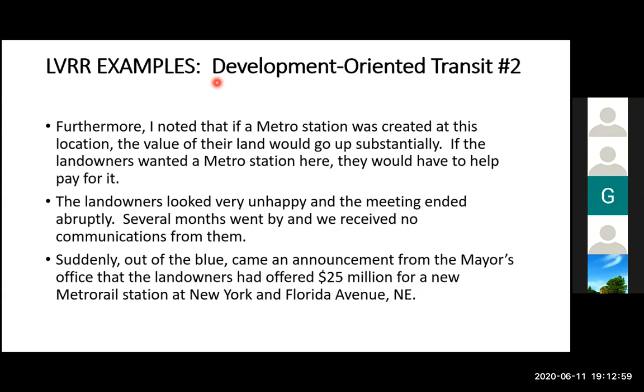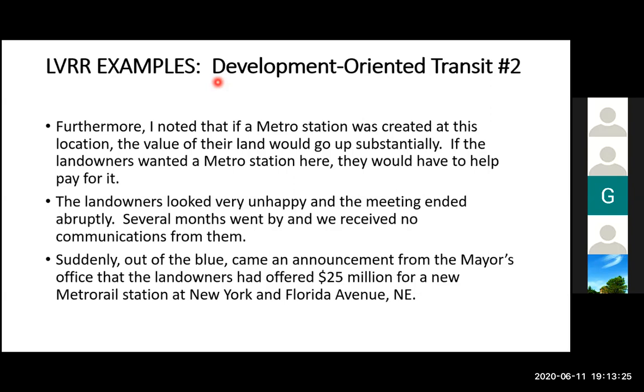When the transit director and I walked back to our office, he said, "Gee, Rick, I'm surprised they didn't beat you up." I said, "Me too." Well, several months went by and we heard absolutely nothing. And then suddenly, from out of the blue, there was an announcement from the mayor's office that the landowners had offered $25 million for a new metro rail station at New York and Florida Avenues.